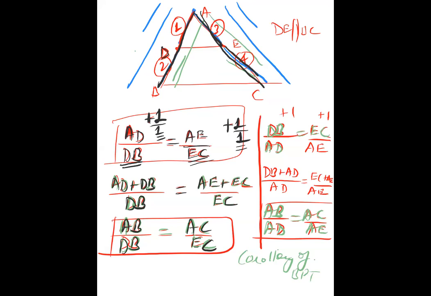Now, similarly, you reverse this AD by DB, you can write it as DB by AD, and reverse this AE by EC, you can write it as AC by AE. Add 1 on both the sides, 1 by 1, and you will get like this. DB plus AD is again AB, so AB by AD equals AC by AE. These two things, equation number 3 and equation number 4, are corollaries of the basic proportionality theorem.